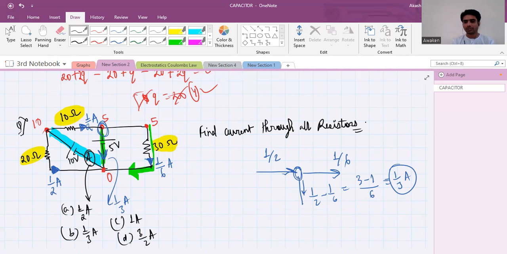Arey baap re, what are you all doing? I think it is 1 by 2 ampere. Why? Because we have 10 volts there and then a 20 ohm resistor. So you have 10 volt there, 20 ohm resistor. So current should be half, not through the battery, but through the resistor that is already there.